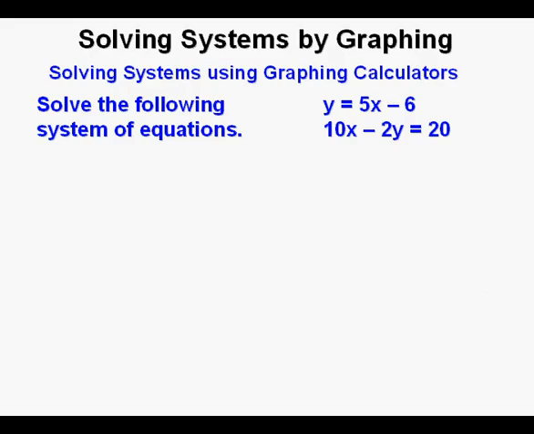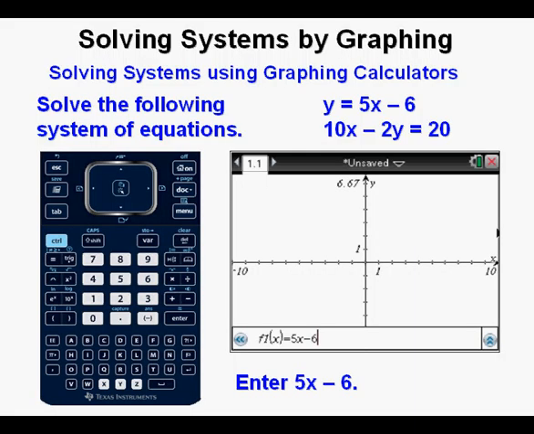Here we have another system of equations. We have y equals 5x minus 6 and 10x minus 2y equals 20. One equation in slope-intercept form and one in standard form. I want you to watch carefully because it's a special situation. We get another graph page and enter f1 of x equals 5x minus 6.